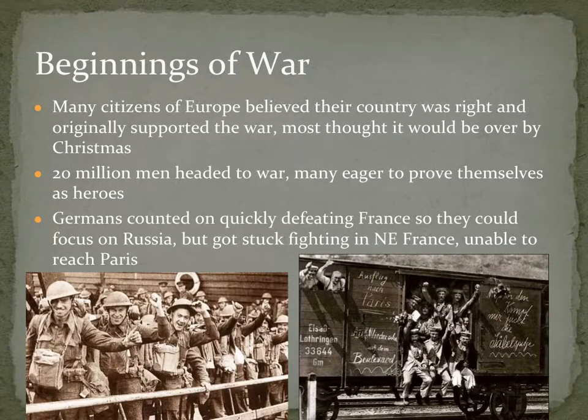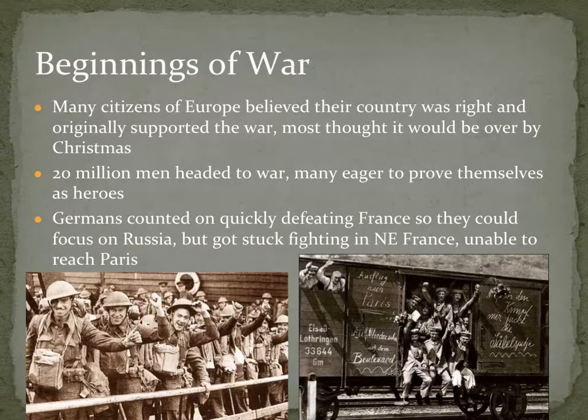So at the beginning of the war, people were pretty optimistic because most Europeans believed their country was in the right, and so they thought this would be a pretty quick war. They supported their country and thought they would be able to defeat their enemies and it would be over relatively quickly. And so in 1914, 20 million men headed off to war, and you can see from these images, like, they're pretty optimistic about the situation.